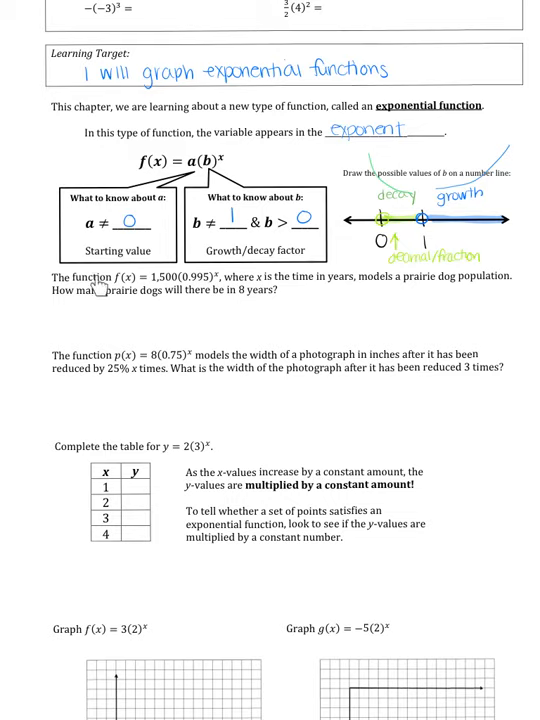Looking at our first example, the function f of x equals 1500 times 0.995 to the x power is an exponential function because the x is in the exponent. Notice that the value that's being raised to the x is a decimal or a fraction, a number between 0 and 1. This is going to be exponential decay. So modeling this prairie dog population, we're going to have our prairie dogs getting fewer and fewer as time goes on. They're dying out.